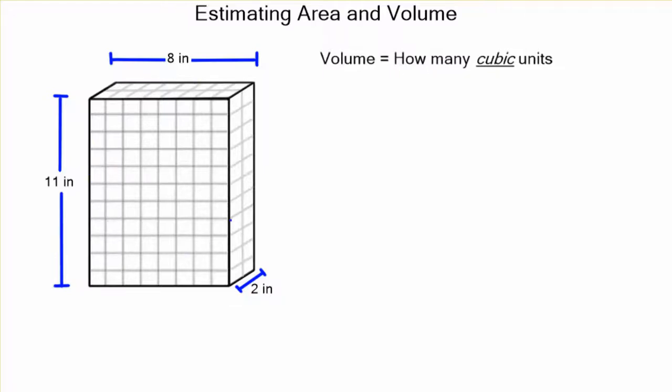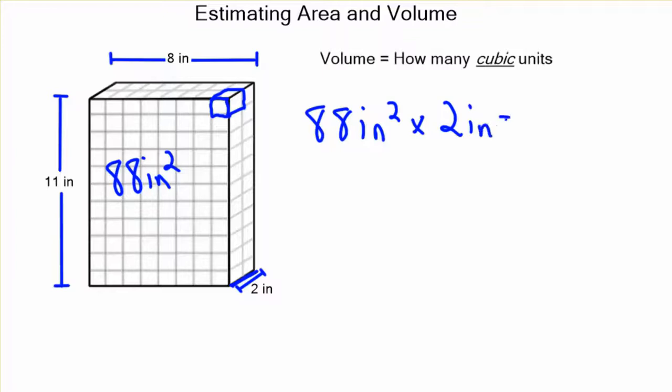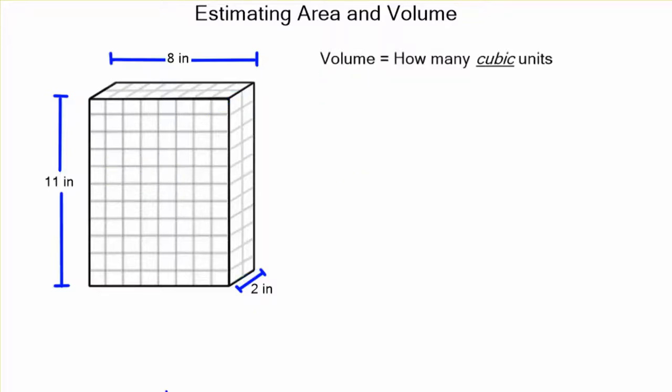Well, let's talk about volume. Well, volume is just how many cubic units. So how much space does it take up in 3 dimensions? How many little cubes are there in that space? Well, there's 88 cubes in the front, and there's 2 stacks of them, so 88 inches squared times 2 more inches is going to give us 176, and it's going to be inches cubed. Inches squared times inches again is inches cubed. That's how many cubic inches there are.